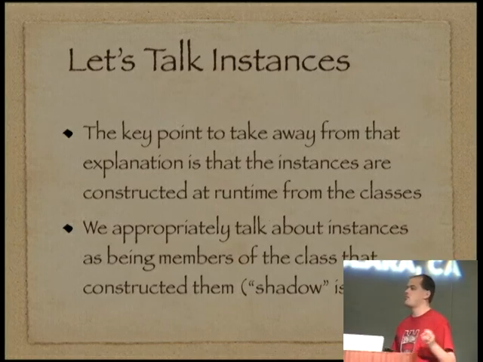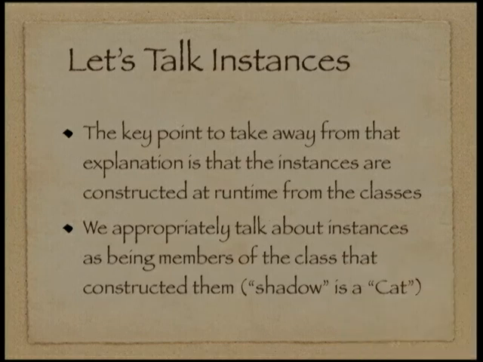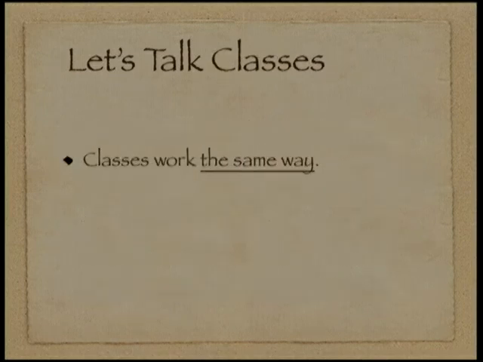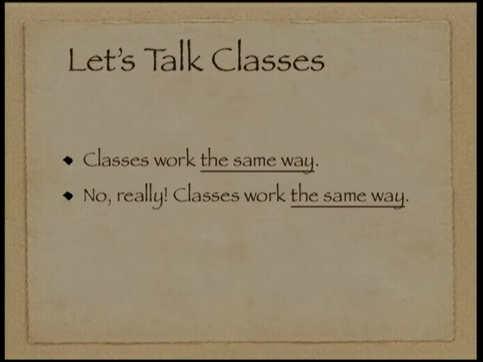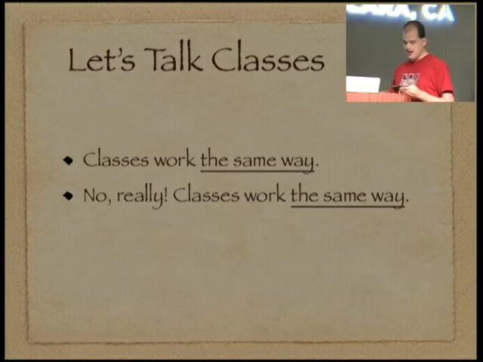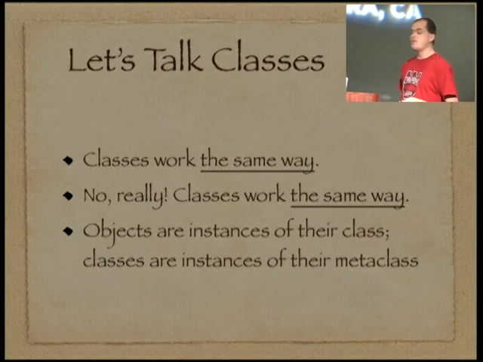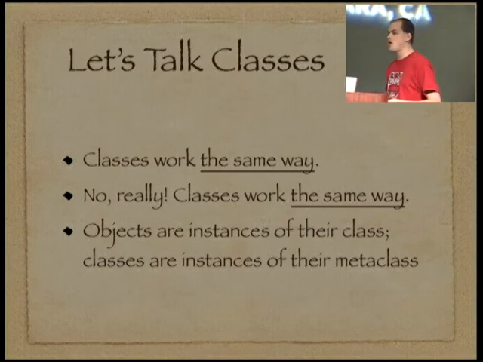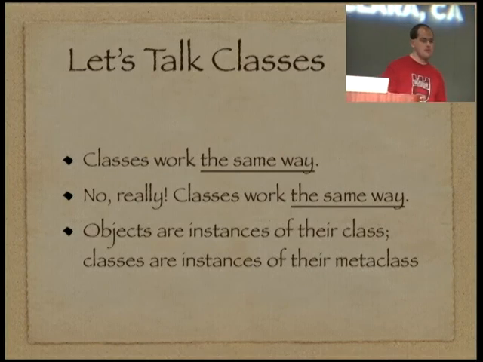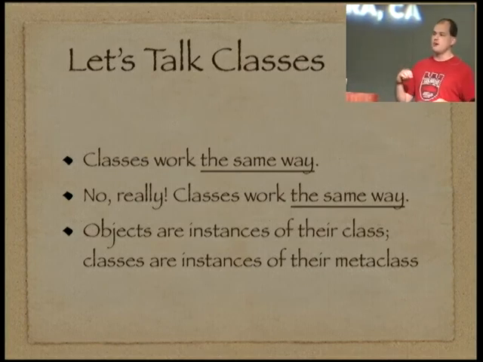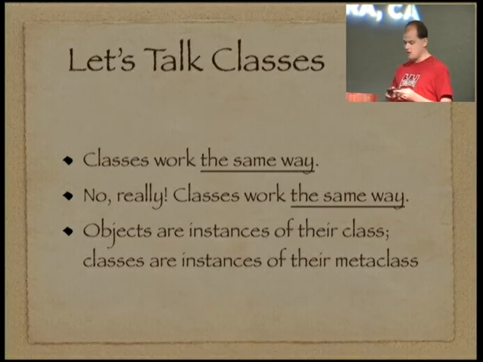The other key point I want to make is we talk about instances of classes as having their class. Shadow is a cat. It's an is-a relationship. What a lot of us don't necessarily understand is that classes work the same way. In fact, they are instances. No, really. The syntax is a little bit different, but something very, very similar is actually happening. In the same way that objects are instances of their class, so Shadow is an instance of cat, classes are instances of their metaclass. And metaclasses are themselves classes, with the base classes being their instances.